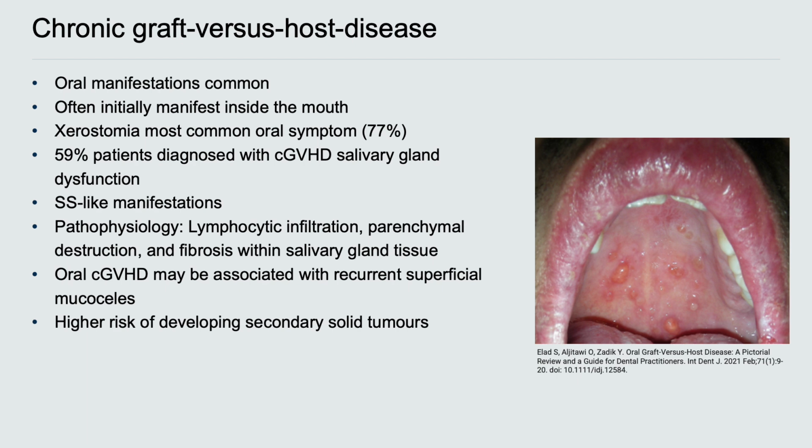There is evidence of a lymphocytic infiltration, parenchymal destruction and fibrosis within the salivary gland tissue. And another oral feature includes the presence of mucoceles, particularly on the hard palate, which may be secondary to localized inflammation. And these patients are at higher risk of developing secondary solid tumours.